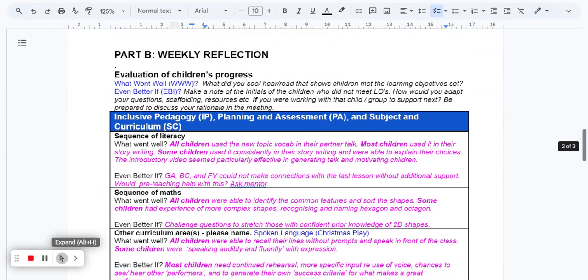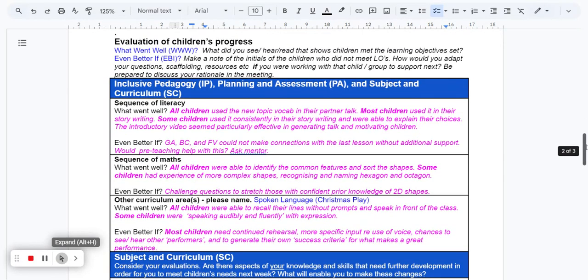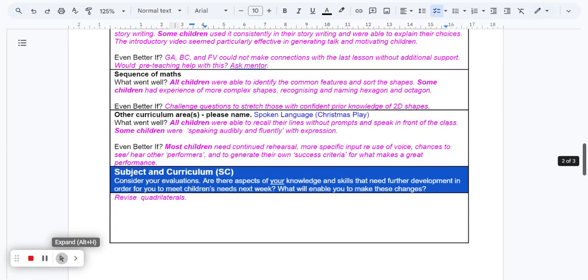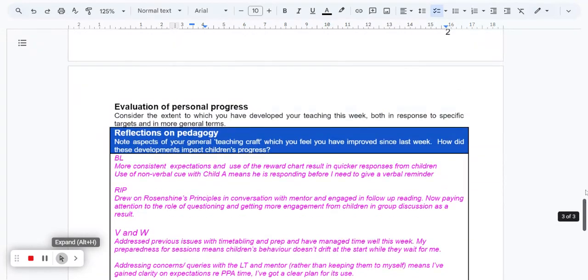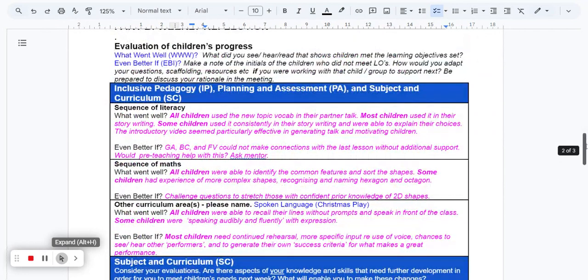Part B is made up of assessment of children's learning in the class, a brief summary addressing mostly the core areas, and then an evaluation of their own learning across the course of the week. So let's take a look at the evaluation of children's progress.